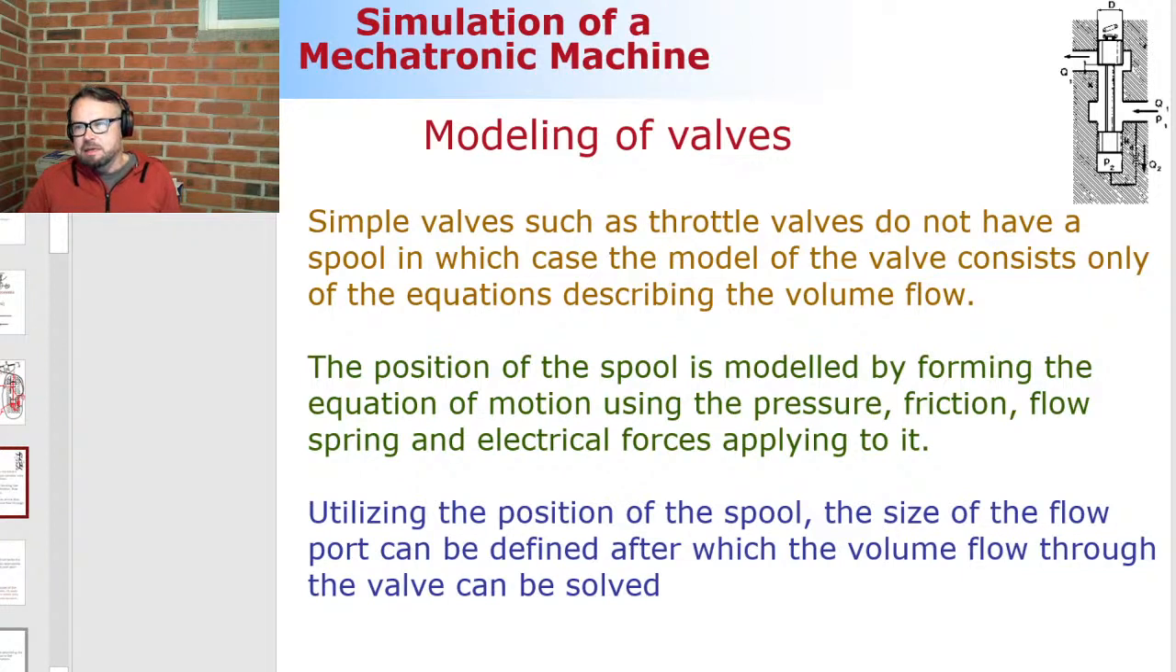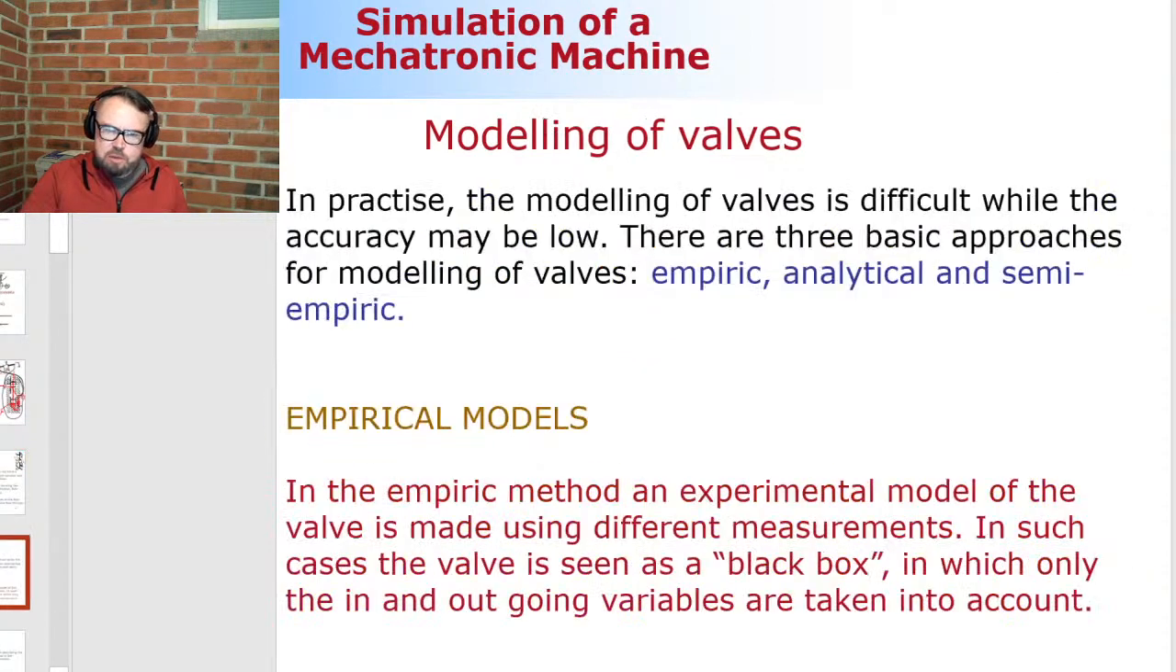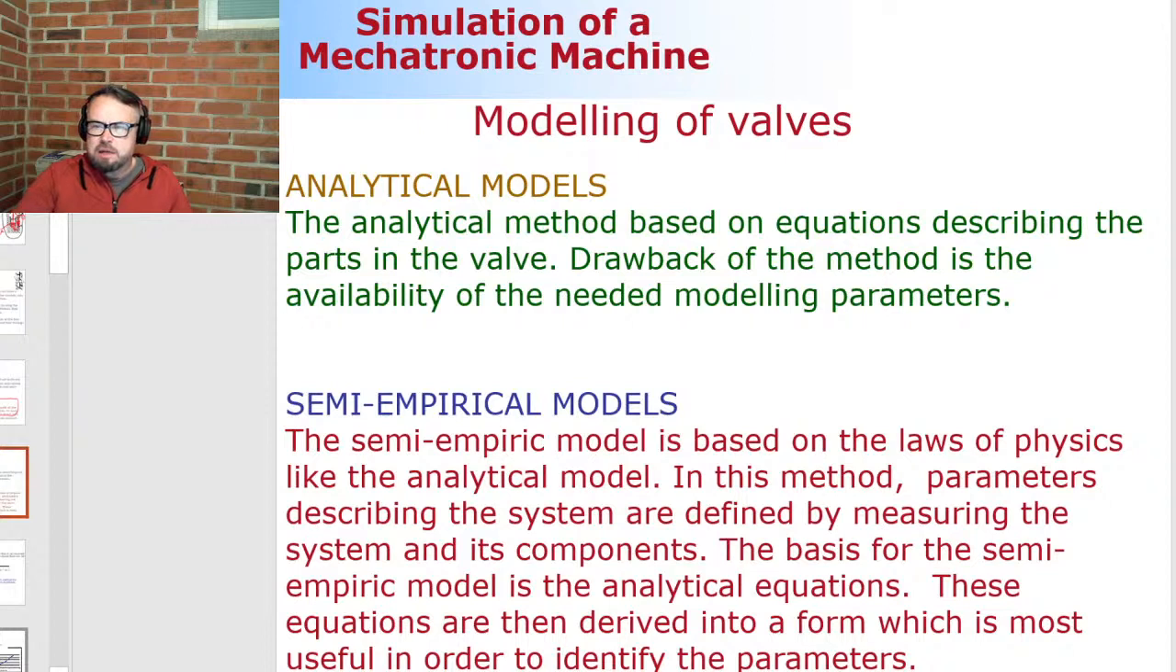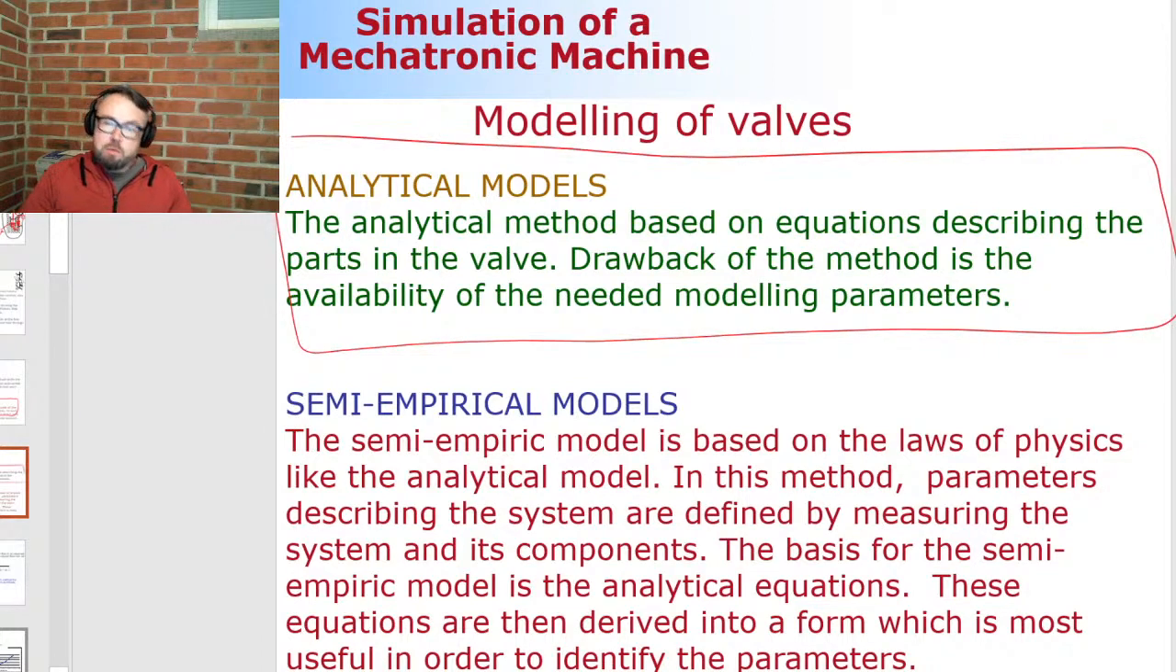So this is how valve modeling is explained, and there is a huge effort to take all the necessary forces into account, and it makes no sense to do that. So there are these options that we can use. Empirical models are purely measurements, black boxes, if you may. That's one option. Another option is analytical models, which is okay too, but needs so many parameters that it becomes difficult to use.